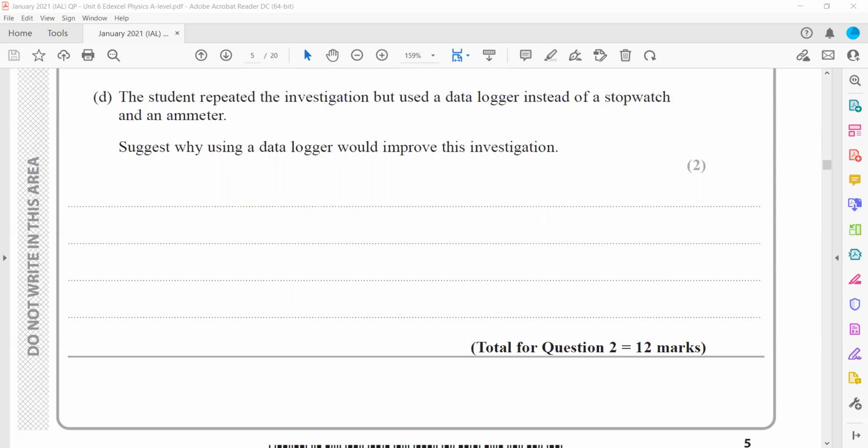So one advantage is it will take readings simultaneously for the current and time, and the second is we'll have many readings or many values in a short time.